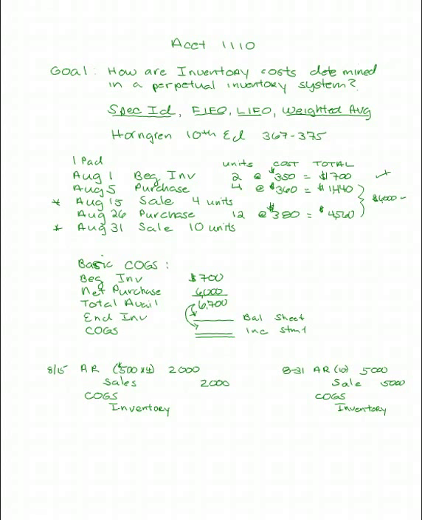We know we started with $700. We know we purchased $6,000 from our above information. That means we had $6,700. We sold 14 units, and we have 10 left in ending inventory. It's just which 10 or which 4 are left and which 14 are sold. Let's move on and figure that out.